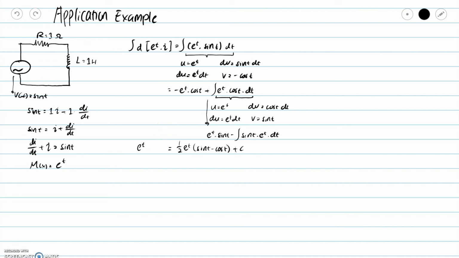We then rearrange the equation to get I, and that is our final answer.